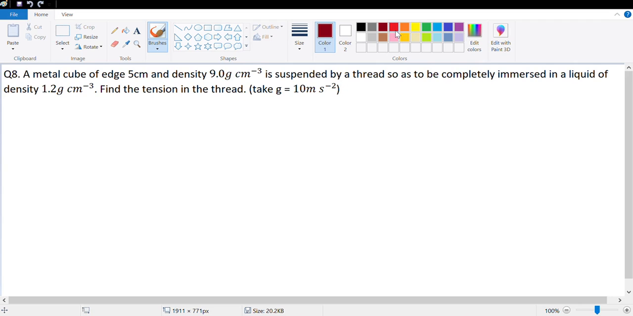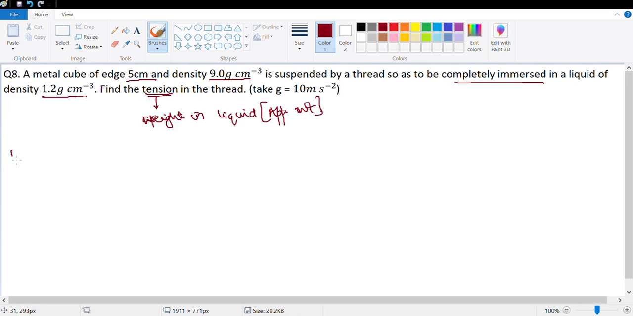Good. Next question, question number 8. A metal cube of edge 5 centimeter and density 9 gram per centimeter cube is suspended by a thread so as to be completely immersed in a liquid of density 1.2 gram per centimeter cube. Find the tension. So tension is basically the force with which the cube will be pulling the thread, and weight in liquid, which is basically the apparent weight. So that's what we need to calculate.